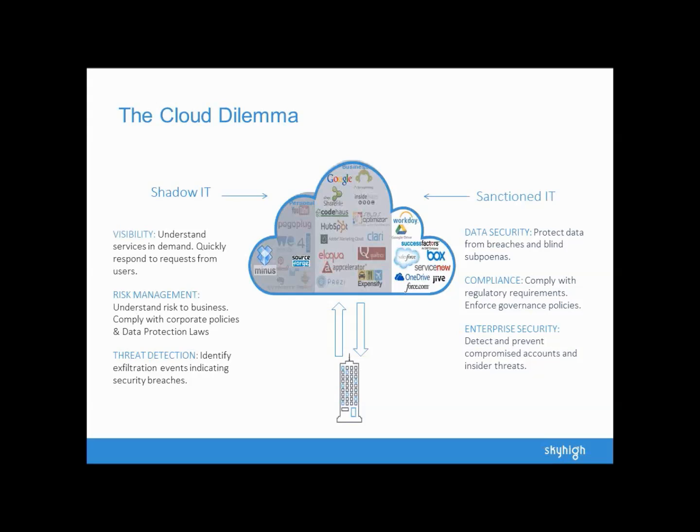With these, the first thing we need is visibility. What is going on? How many services are my users accessing, and what information are they putting up there? And that can be both a positive thing and a negative thing.